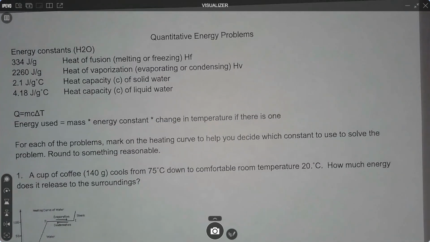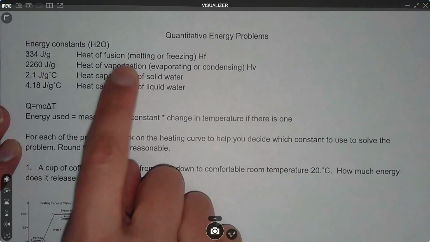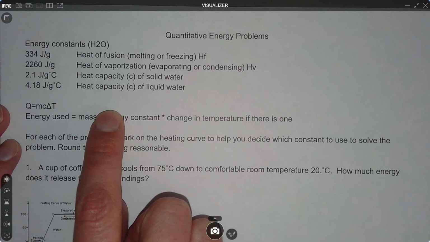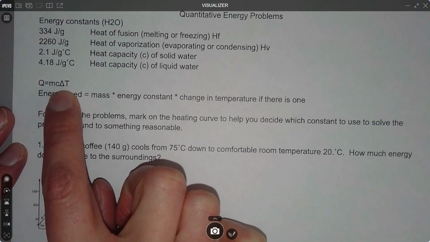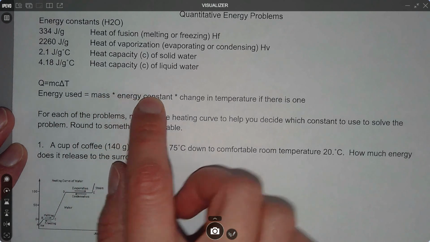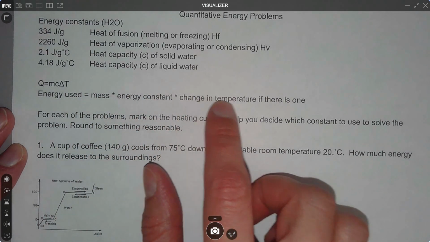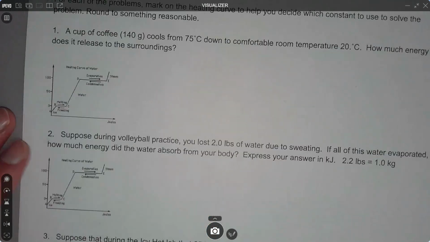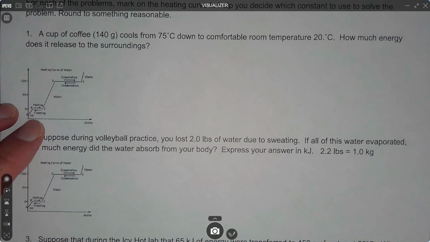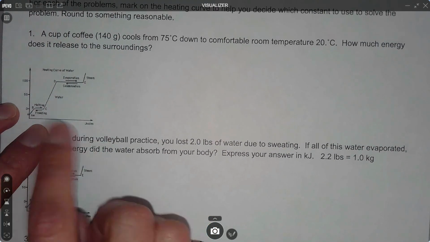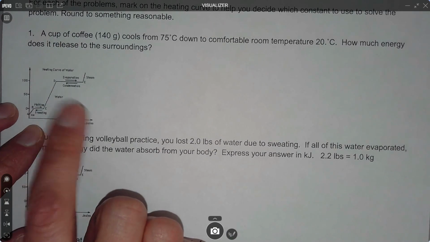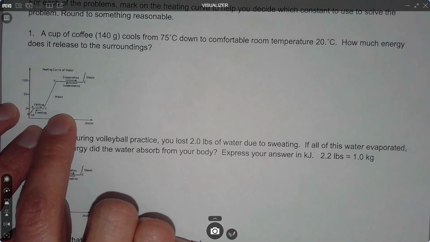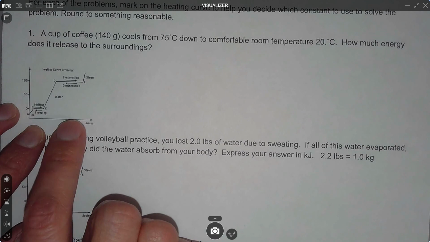All right, so first thing I want you to notice here is you've got all of those constants written up there at the top. You've got this equation written up here at the top, and notice here I just wrote use the energy constant and then use the change in temperature if there is a change in temperature, okay? I also put on each one of these a little heating curve so you can start to think about which section of the heating curve we are talking about here.